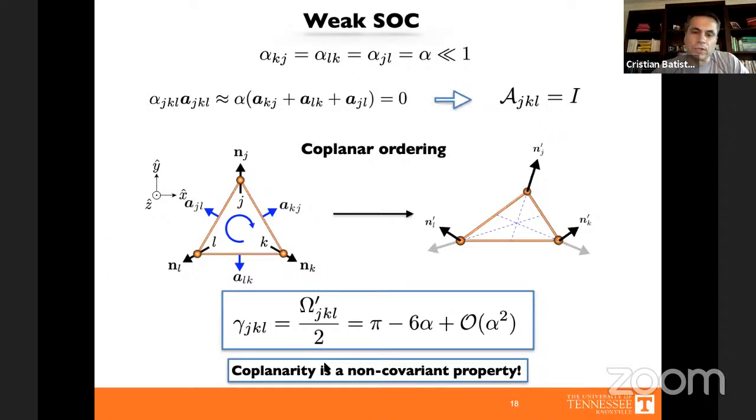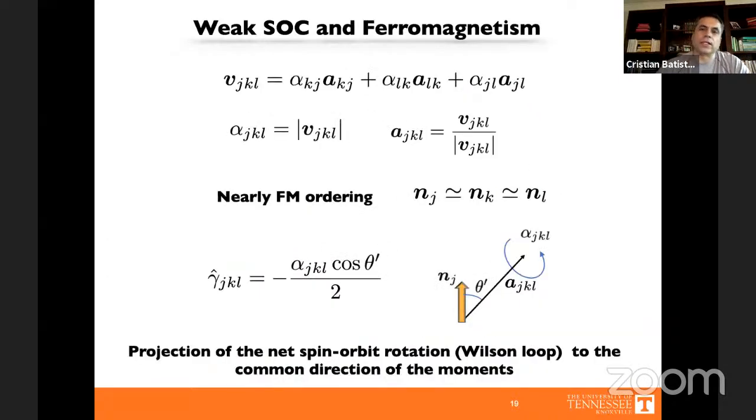Before doing that, let me also discuss another important case of application, which is again the weak spin orbit coupling, but with ferromagnetism. So let's assume now that all the local moments are roughly pointing in the same direction, or they are just pointing in the same direction.